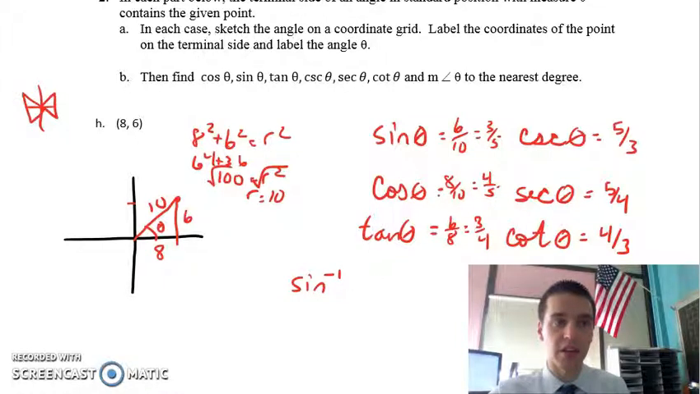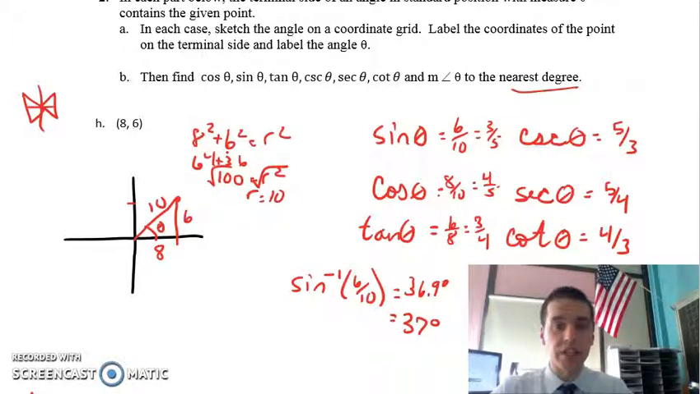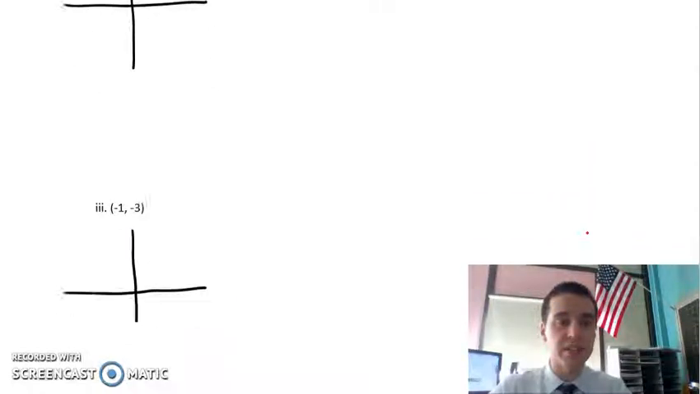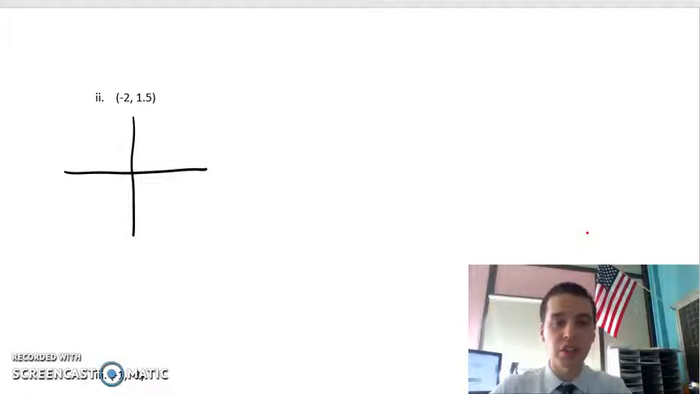sine inverse of 6 over 10 equals 36.9 degrees, but we're rounding to the nearest degree, so we're going to be at 37 degrees. And you're done. That's it. So, again, reciprocal trig functions, sine is cosecant, cosine is secant, tangent is cotangent. So right now you guys have 3 to go. Why don't you try number 2, pause it, and I will come back with the correct answer. So pause it, do it, and when you unpause it, I'll have the correct answers.